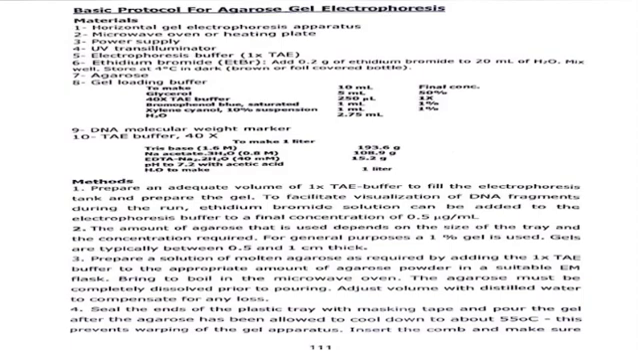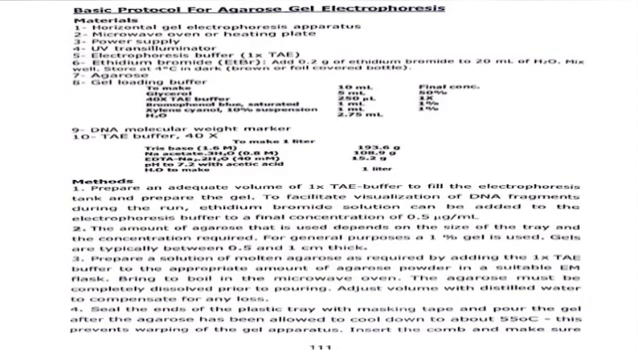2. The amount of agarose that is used depends on the size of the tray and the concentration required. For general purposes, a 1% gel is used. Gels are typically between 0.5 and 1 cm thick.